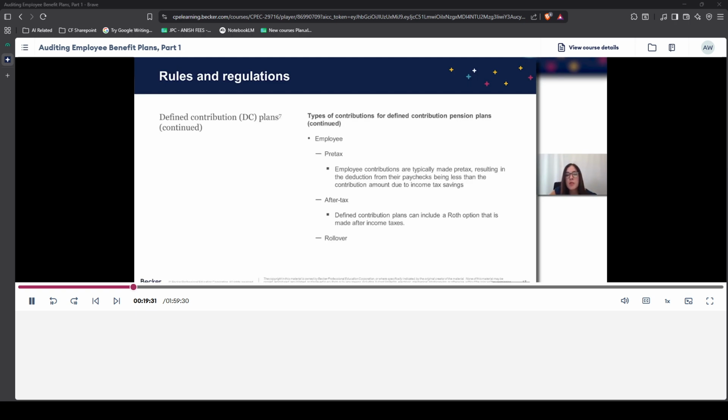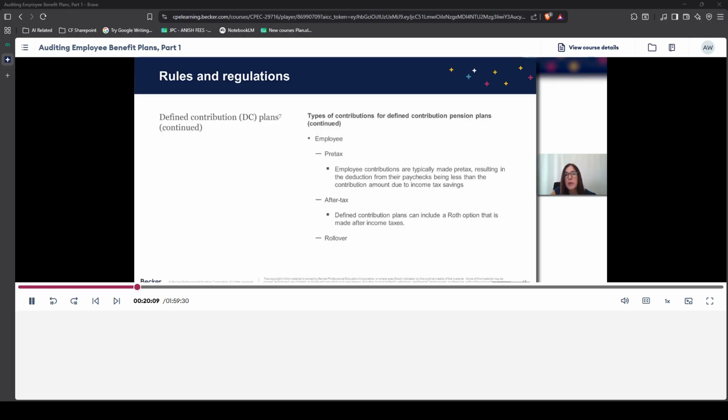Other types of contributions for your DC plans are on the employee side. We've already mentioned the fact that you can have the pre-tax elective deferrals, where the employee elects a specific dollar amount or percentage to be withheld from their wages, and they're not taxed on that deferral until they take a distribution from the plan. If the plan document allows, they could also have after-tax contributions, such as a Roth. You could have catch-up contributions, or you could even have rollovers from other qualified plans into that specific plan.